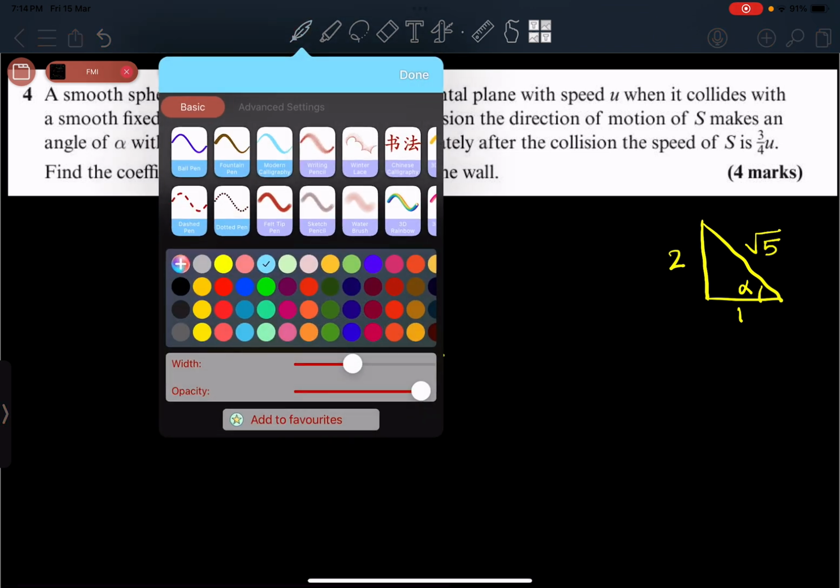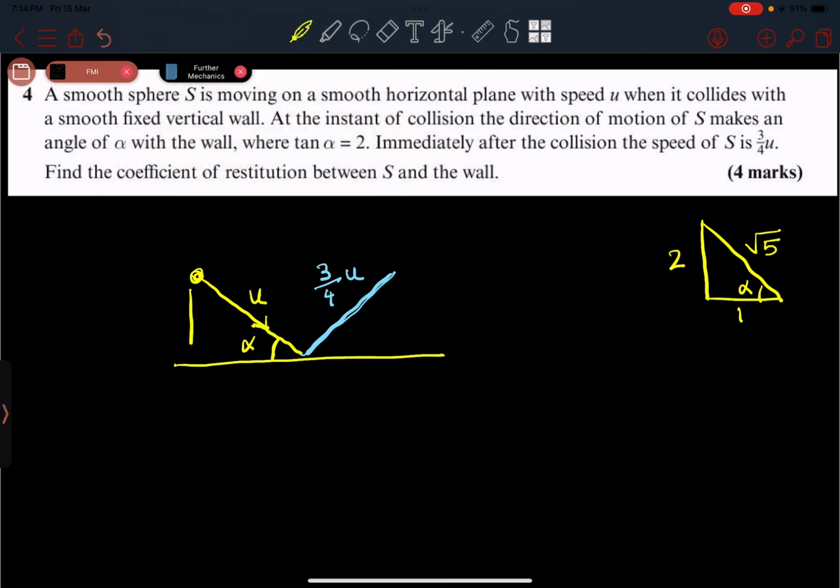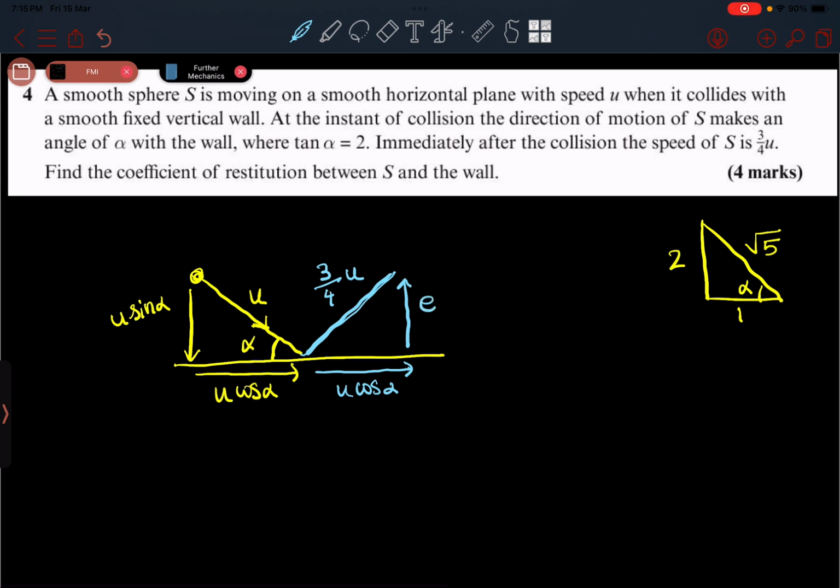So first thing that I can start off with, the vertical component, that is u sine alpha, and the horizontal component, which is u cosine alpha. Now that doesn't change, it gets carried on, so the horizontal component is still the same, u cosine alpha. The vertical component is e times u sine alpha. So let's just write those things first.